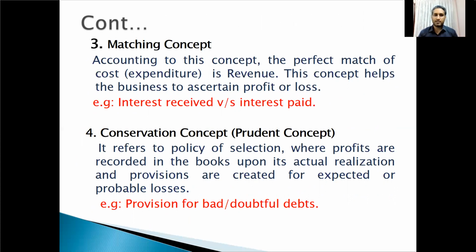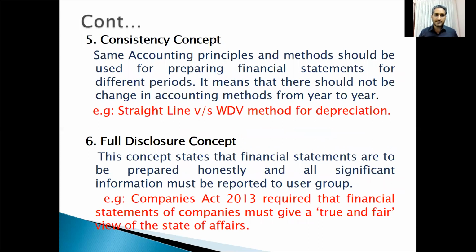Conservation concept, it is a prudent concept also. What it talks about, they are saying we have to record the profit in the books of account only when the actual realization will come. And for losses, we have to make the provisions for probable losses or expected losses. We have to create the provisions, like the provisions for bad debts or doubtful debts we generally create in our books of accounts.